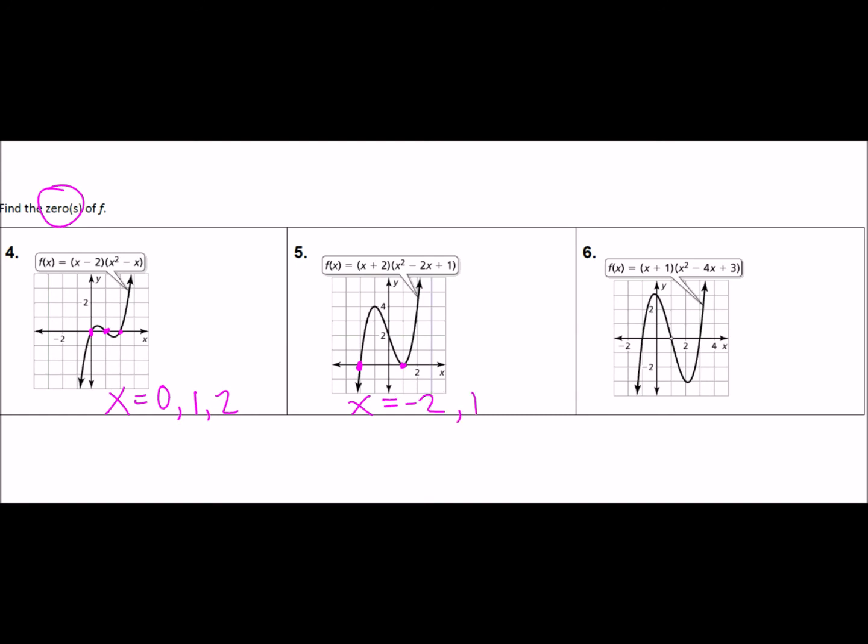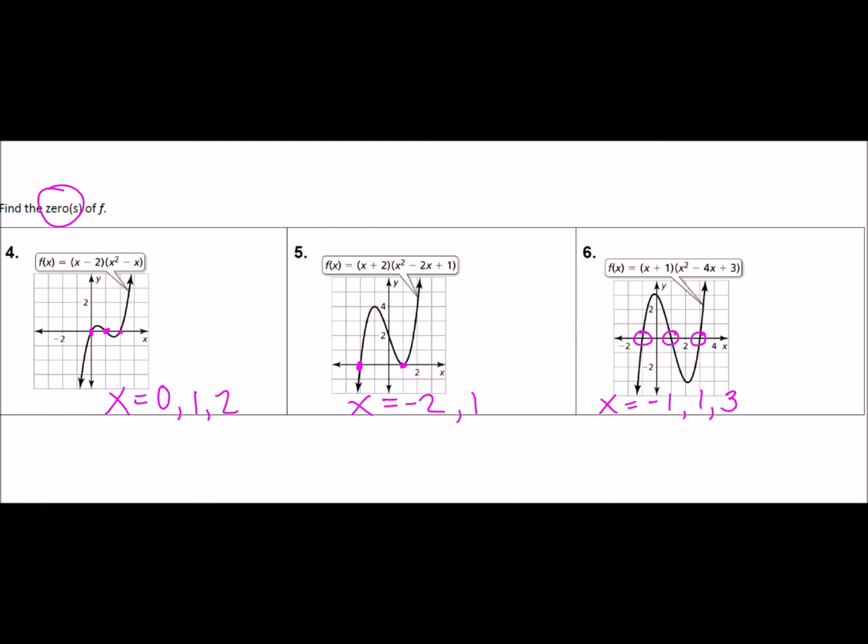All right, and then this last one, it's a cubic function again. So we've got a 0 here, here, and here. So what are those values? X is equal to -1. That's a +1, and that is a +3. So that's it. Don't complicate it.